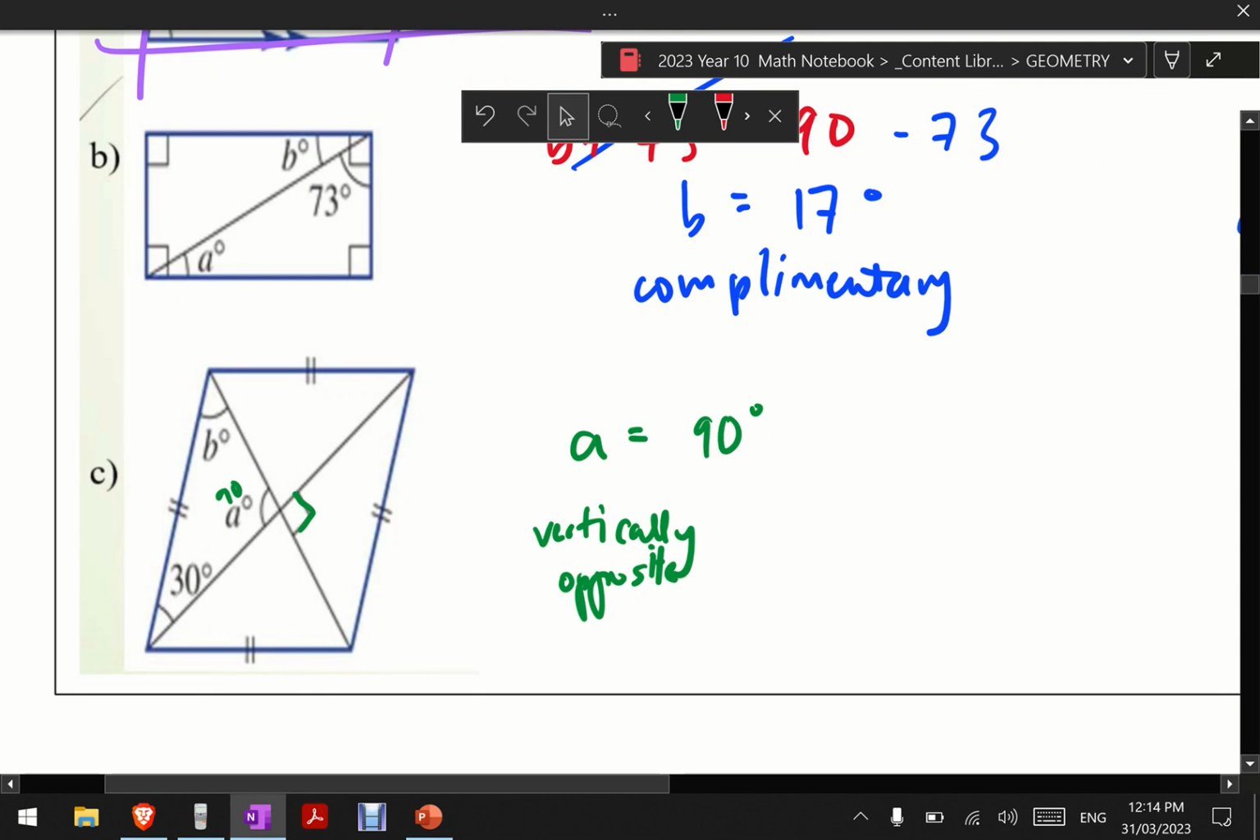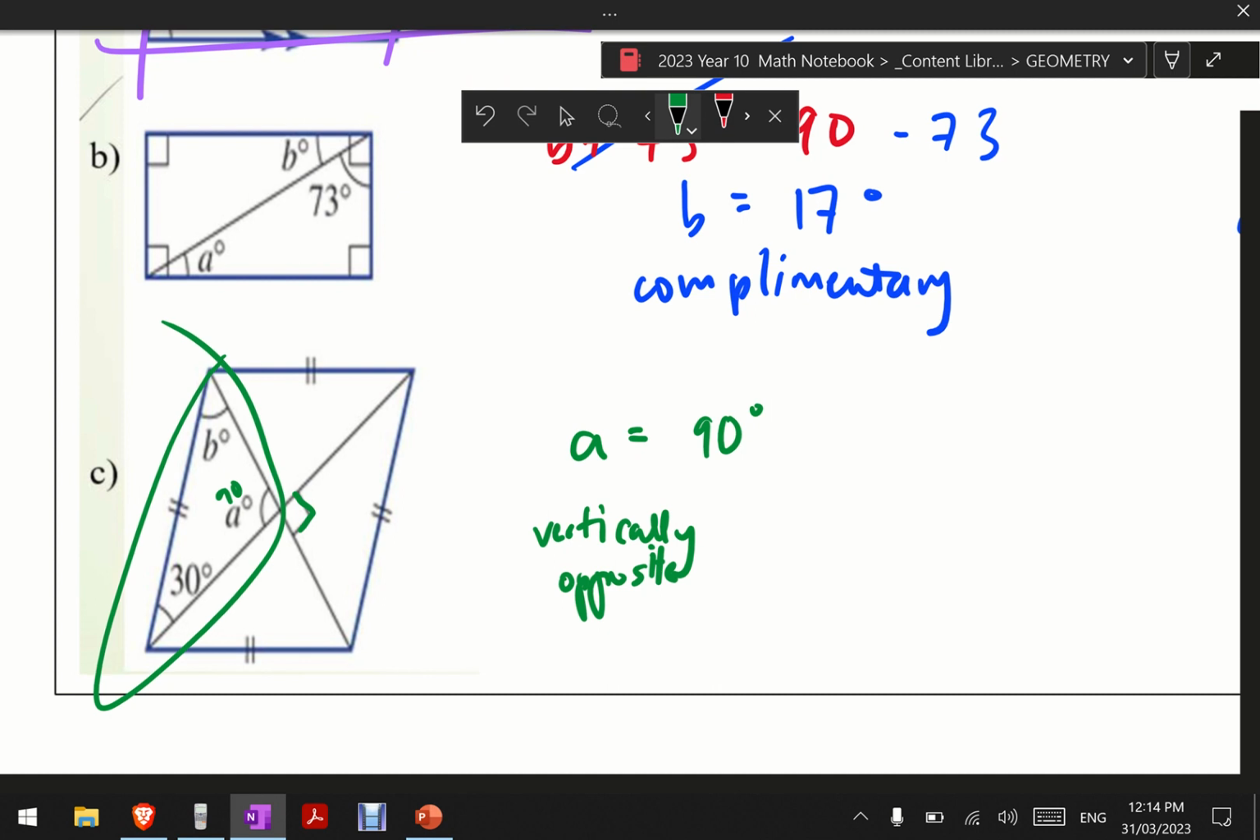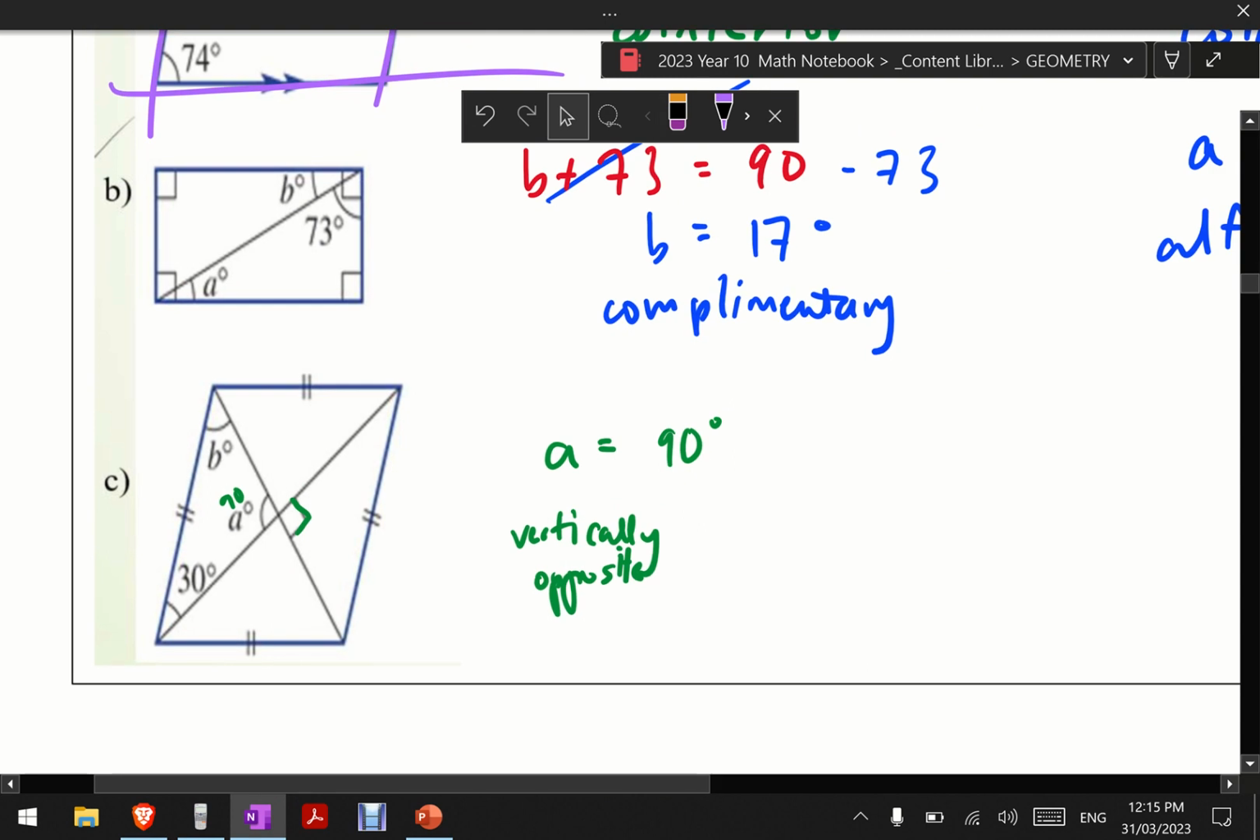What else? What about for B? How would we do B, guys? What would you do for that one? Well, the whole thing equals 180. But what could you do for B? 180 minus 30? 90 take 30? Would you do 90 plus 30, and then plus the B? Okay, so tell me, what does that all equal? It's a triangle, yeah?